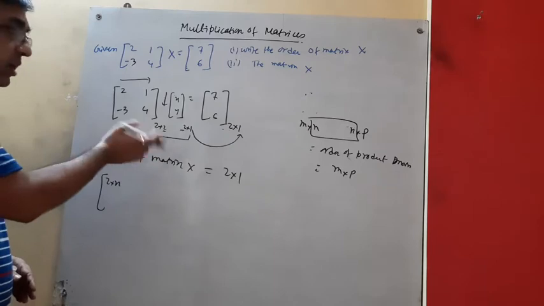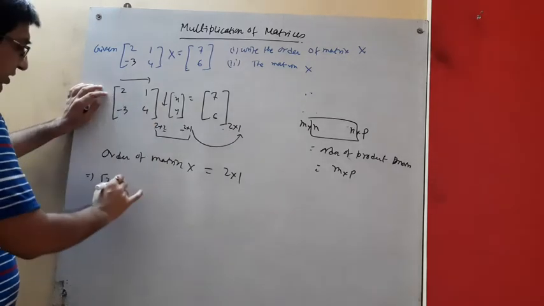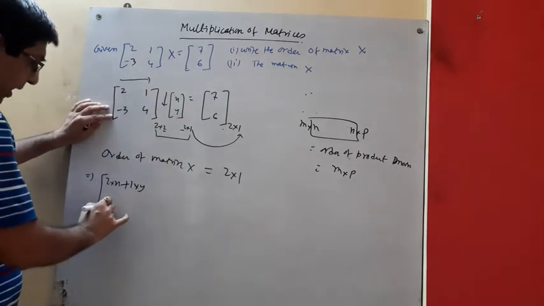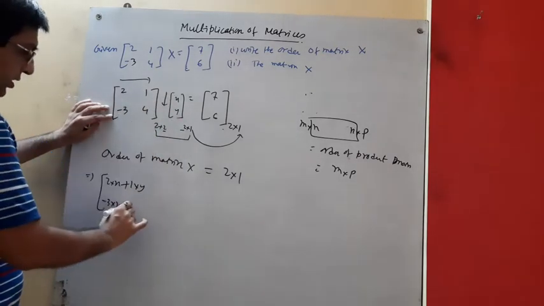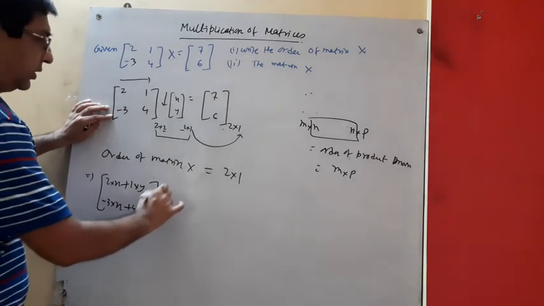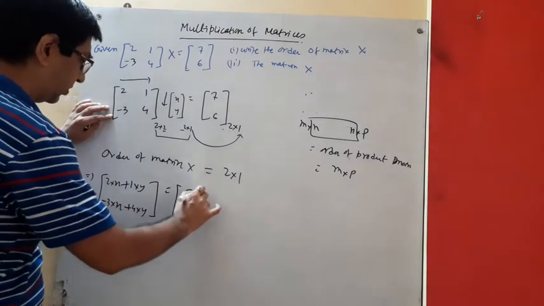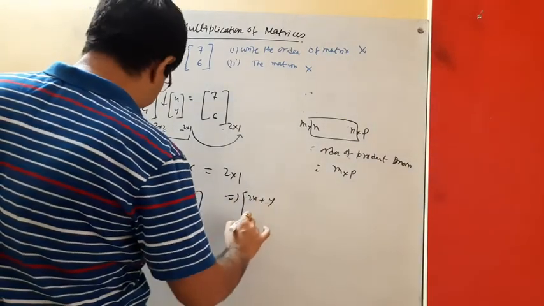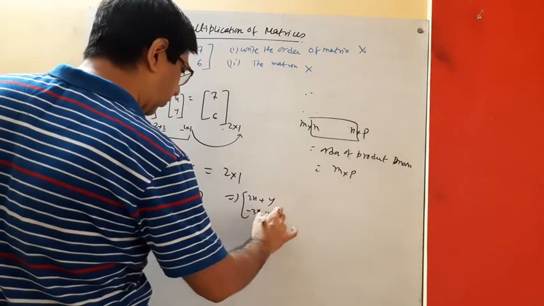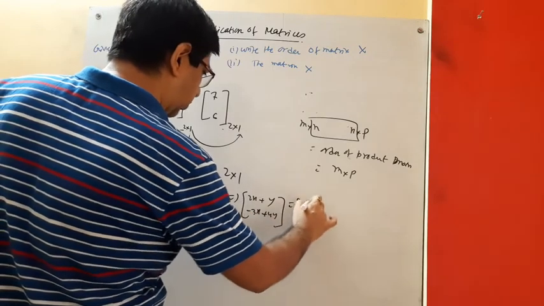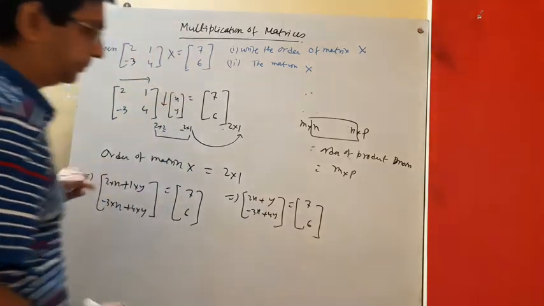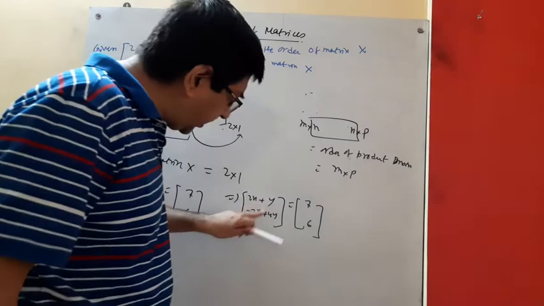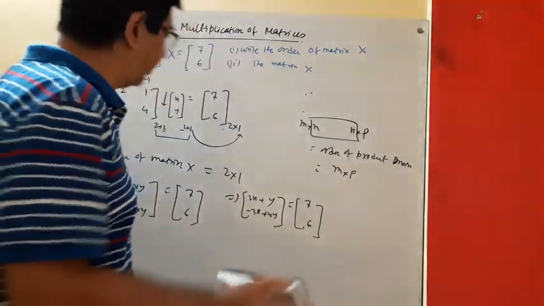So this is fixed. We have to change the row. 2 into x plus 1 into y, then minus 3 into x plus 4 into y is equal to 7, 6. That implies 2x plus y, and here minus 3x plus 4y, is equal to 7, 6. Now solving these two simultaneous equations, we will find the values of x and y.